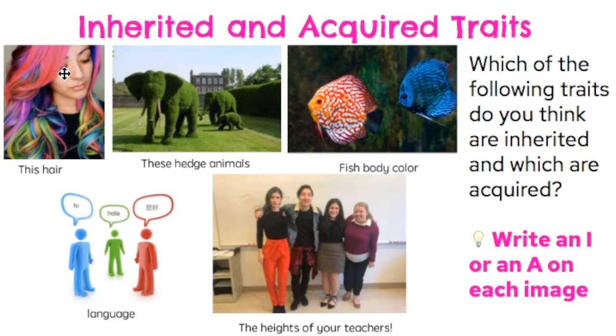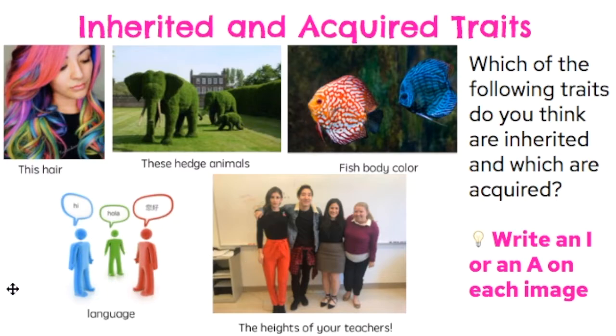And think about, was this person born with this hair? Did it grow out of her head like that? Or did she do something in her control to make it that way? Same with these animals. Did they grow like this or did a human cut them that way? These fish, did somebody paint these fish or were they born this way?